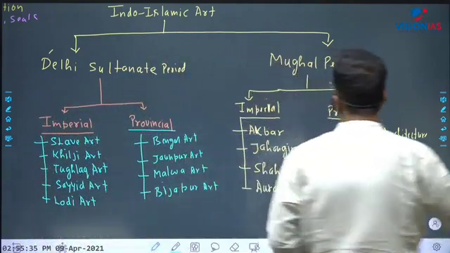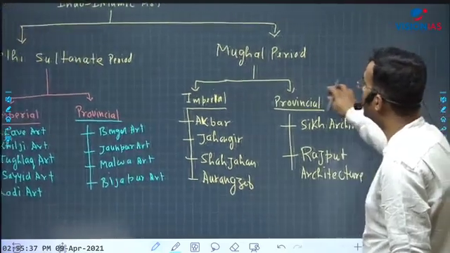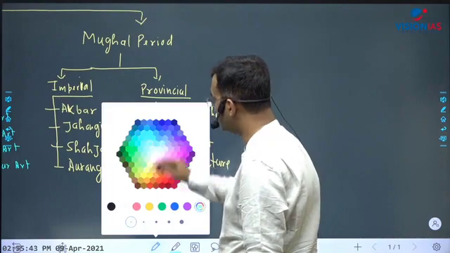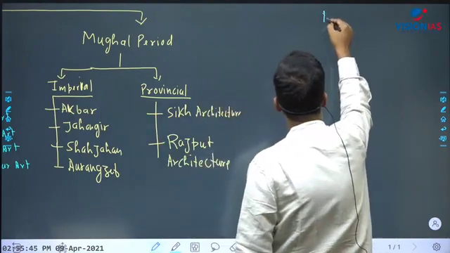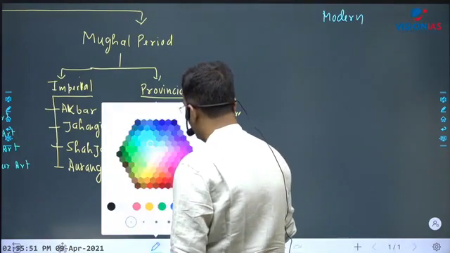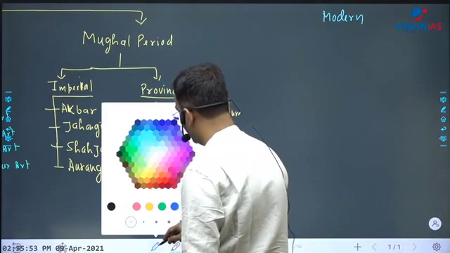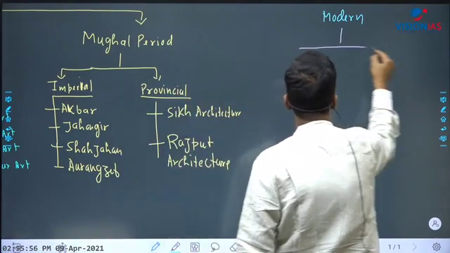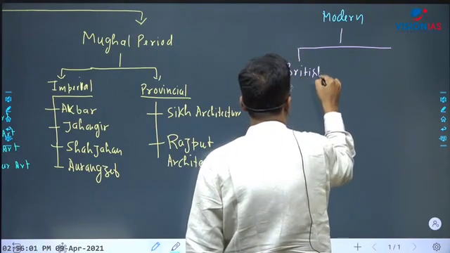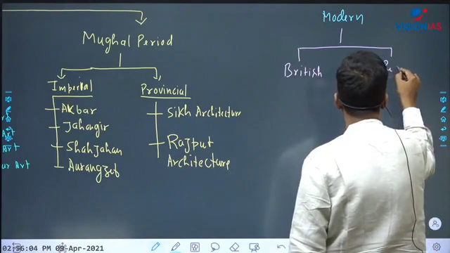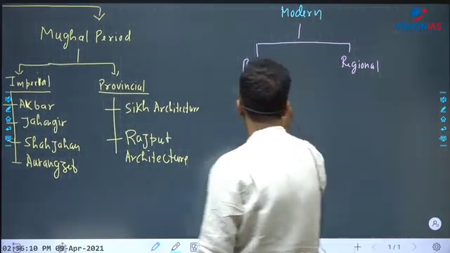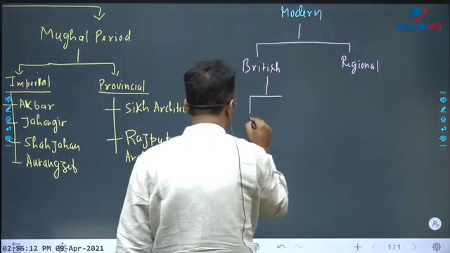Then let's mention the last part, I hope you have written this part. Here I'm writing modern, but modern in the sense of the British period. So there are two things which I will be mentioning over here: British and regional. When it comes to the British, there are two types of architecture styles in the British period.